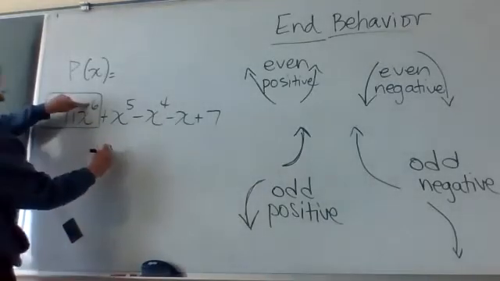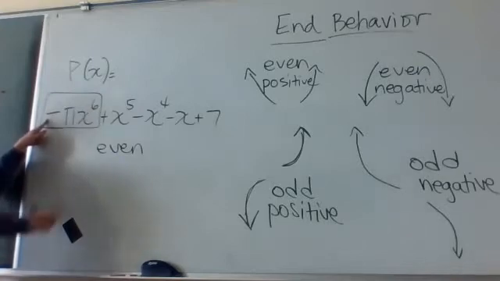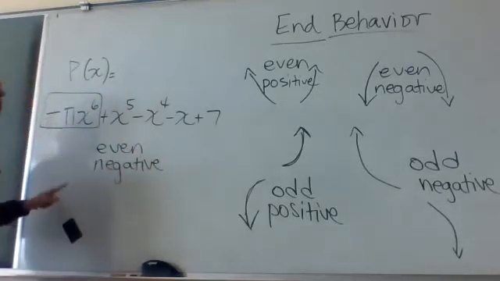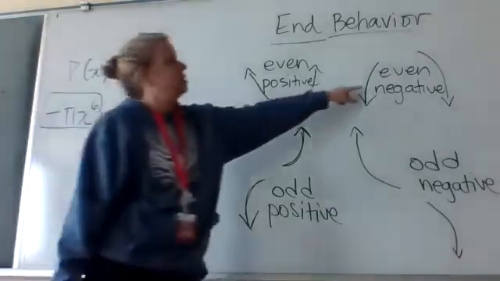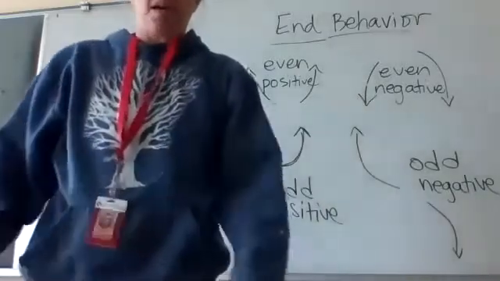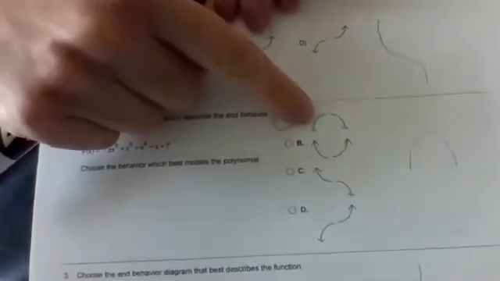This time the exponent is even and the term is negative, which means the end behavior is both ends are going to be pointing down. So again, even negative looks like this. Both ends going down.